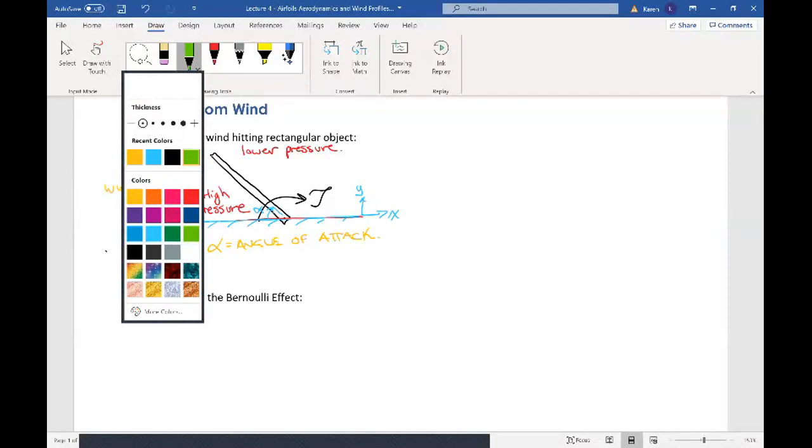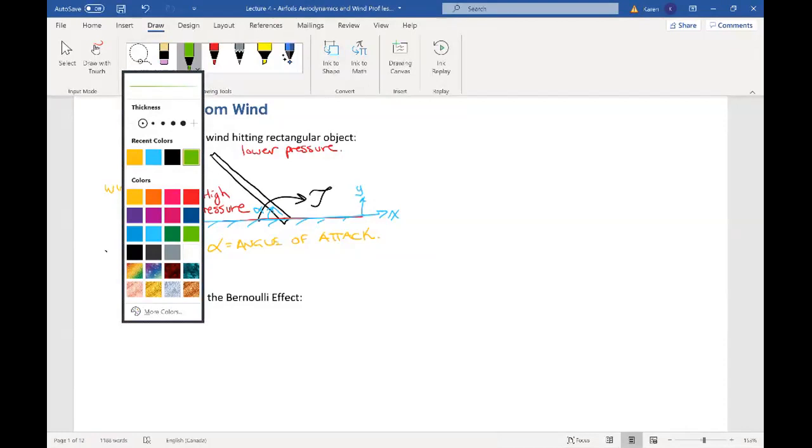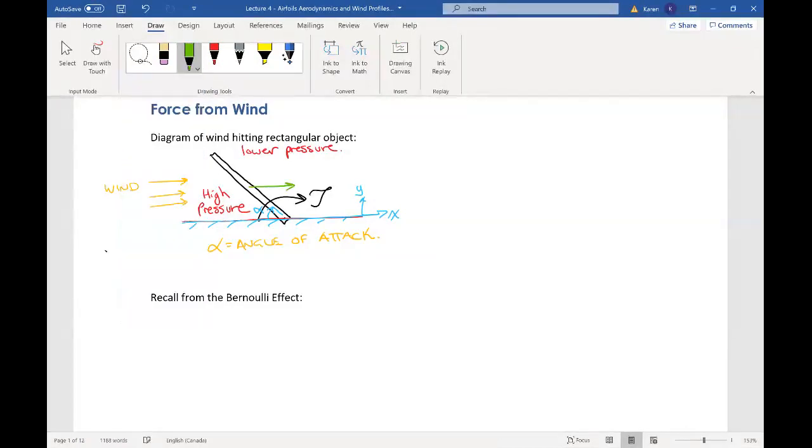Now, the wind's velocity is going to hit this rectangular shape with a force. And that force is going to have two components. So there is a force in the X direction, and there is going to be a force in the Y direction. And the force in the X direction is the force parallel to the wind. By definition, it is called the drag force.